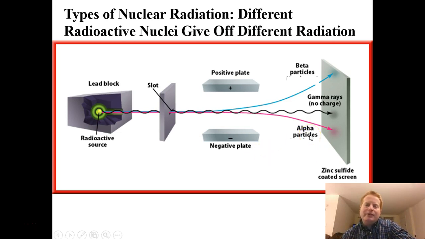You may remember that from the gold foil experiment too, because they were repelled by the nucleus of the gold atom, right? Because the nucleus was positive and the alpha particles were also positive. Now the gamma particles shoot straight through the middle, and that's because they have no charge. They're not attracted to the positive plate or the negative plate.